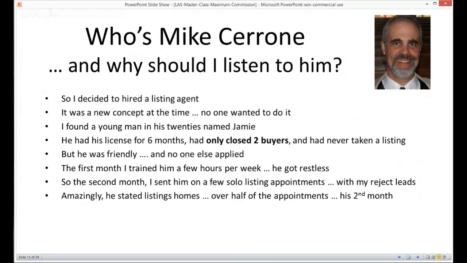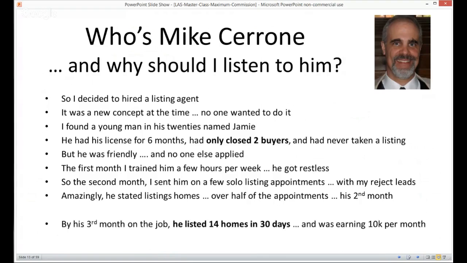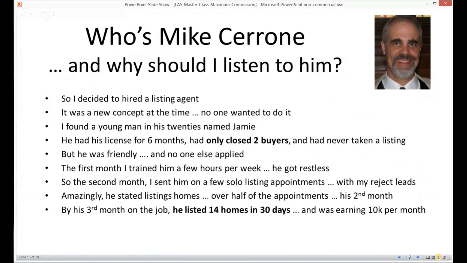And to our surprise, he started listing homes. Over half the appointments he went on, he listed in the second month. He was using this system that we'd established, and all of a sudden I noticed it was transferable. And in fact, what's really incredible is by his third month on the job, he listed 14 homes in 30 days and was earning $10,000 per month. Now, that was $10,000 net, by the way, because he didn't have any expenses, which is pretty cool. And that was way back then. A young guy in his 20s, that was good money.